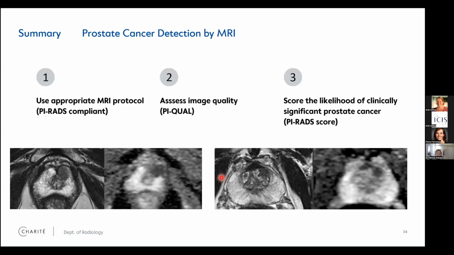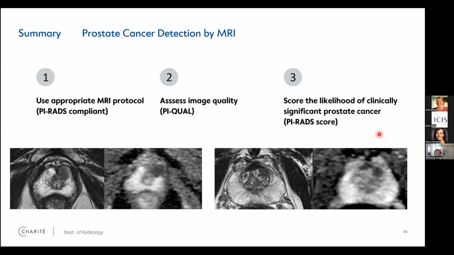So I'd like to summarize. Cancer detection is a three-step approach. Use the appropriate PI-RADS compliant protocol: T2, diffusion weighted, and DCE imaging. Reflect image quality, because low image quality does not allow to exclude prostate cancer. And then score the likelihood of clinically significant prostate cancer using the PI-RADS system.